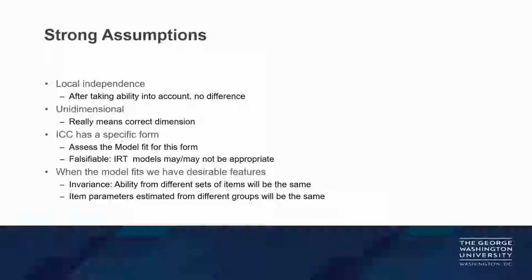When the model fits is when we have all of those desirable characteristics I mentioned earlier. We can talk about them as invariance. We will see that difficulty and ability from different sets of items will be the same, and that item parameter estimates from different groups will be the same. This is very nice. It means if you test ability on different items, we will be able to equate much easier back and forth in different forms, or in using computer adaptive testing.